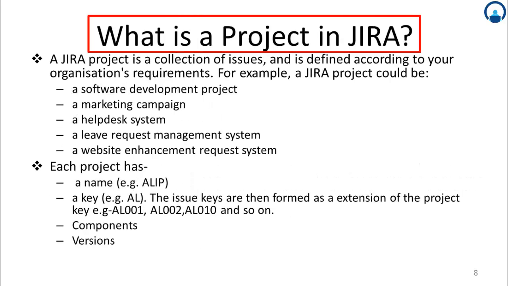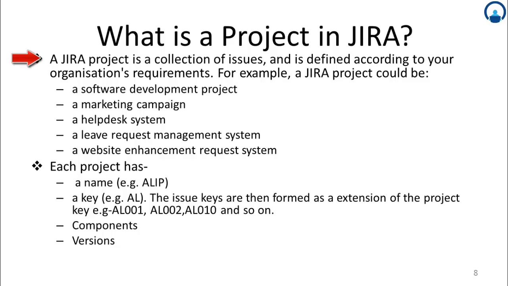So let's see in detail what is a project in JIRA. A JIRA project is a collection of issues and is defined according to your organization's requirements. For example, a JIRA project could be a software development project, a marketing campaign, a help desk system, a leave request management system, a website enhancement request system. So depending on what the business context is, projects in JIRA could differ.